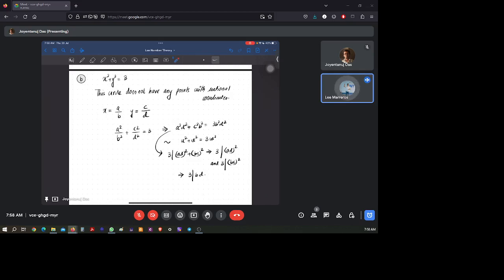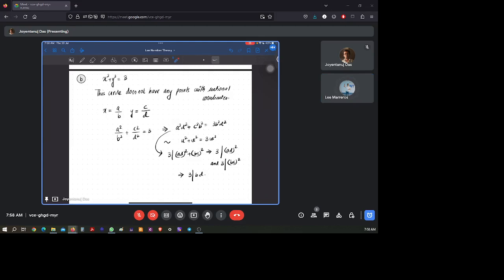Only the last part is not very clear. How come 3 divides b and d? Yes, I understand. It will take some time, so maybe we'll do it in the next session. Try to figure it out. Otherwise, we'll do it in the next session.